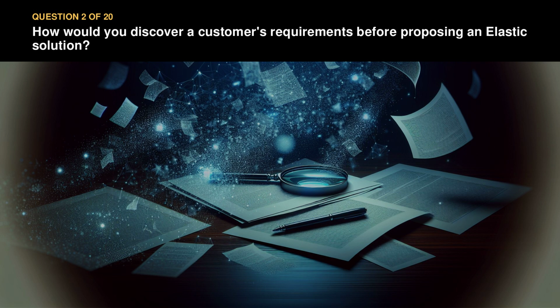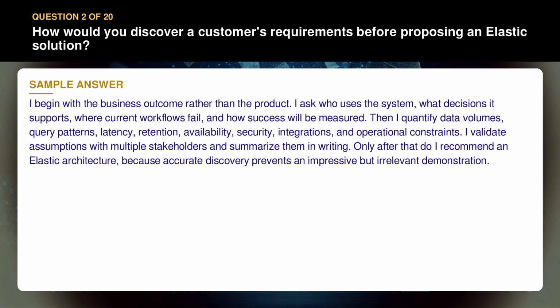Question 2. How would you discover a customer's requirements before proposing an Elastic solution? I begin with the business outcome rather than the product. I ask who uses the system, what decisions it supports, where current workflows fail, and how success will be measured. Then I quantify data volumes, query patterns, latency, retention, availability, security, integrations, and operational constraints. I validate assumptions with multiple stakeholders and summarize them in writing. Only after that do I recommend an Elastic architecture, because accurate discovery prevents an impressive but irrelevant demonstration.